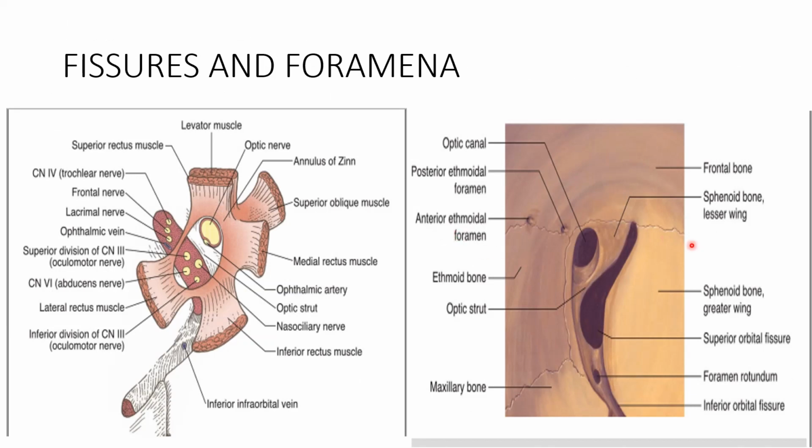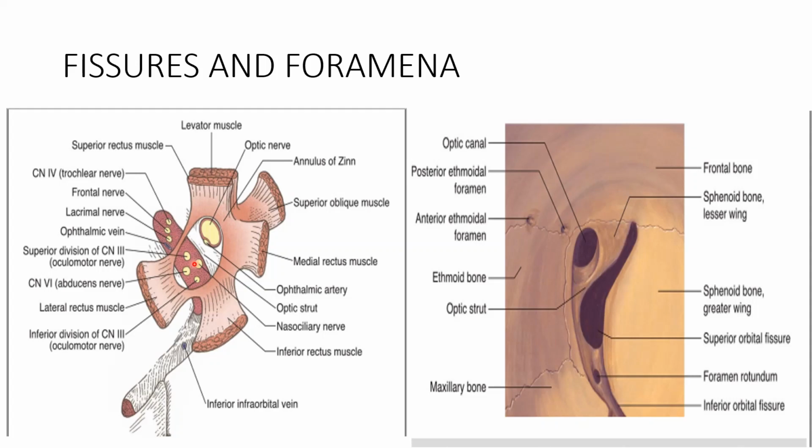Here you can see this is the superior orbital fissure, this is the inferior orbital fissure, and at the apex is the foramen of the optic canal here. And these are the structures which are transmitted by the superior orbital fissure and the inferior orbital fissure here. The superior orbital fissure transmits the trochlear nerve, the frontal nerve, the lacrimal nerve, and the superior ophthalmic vein.